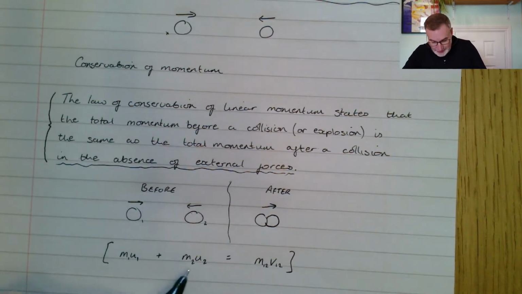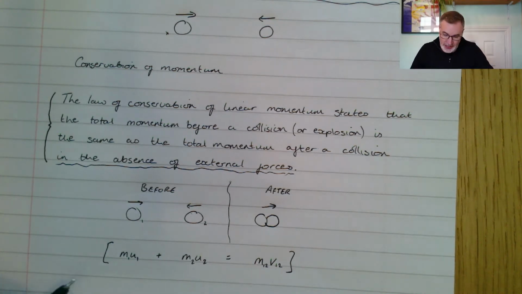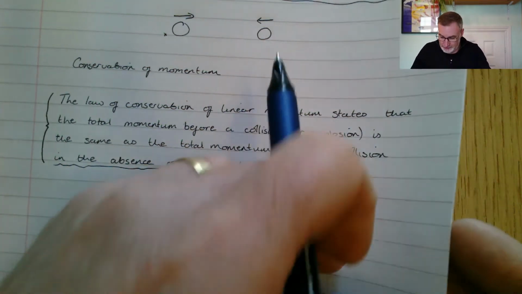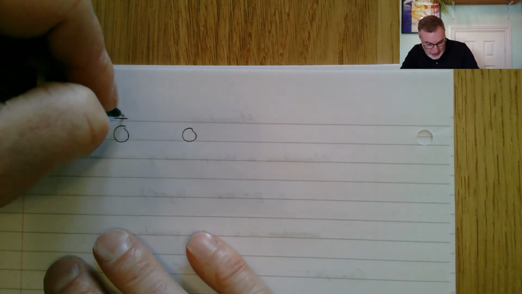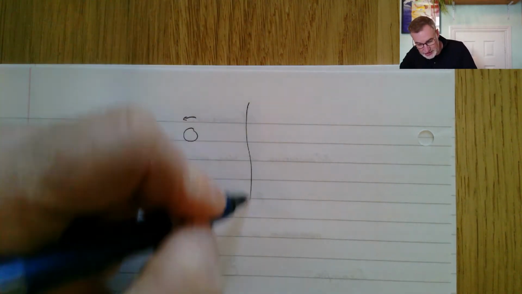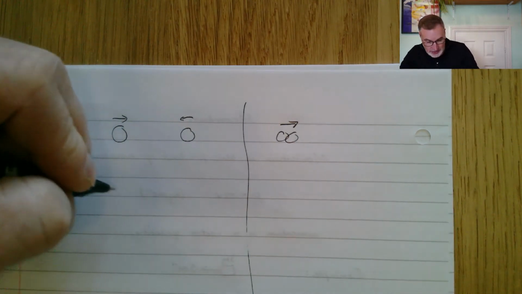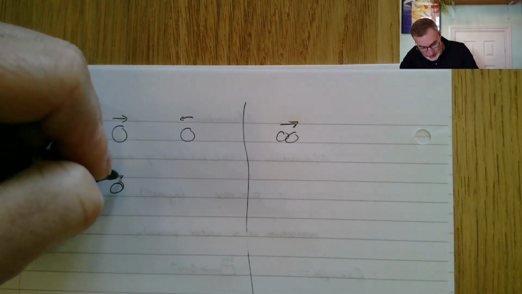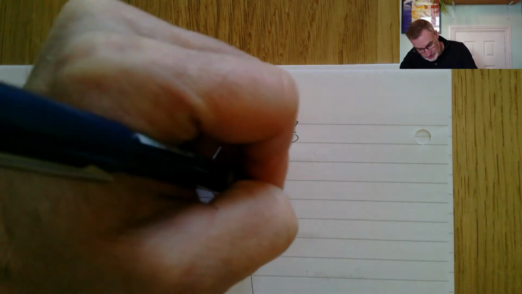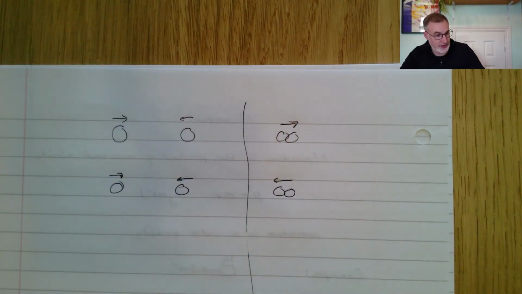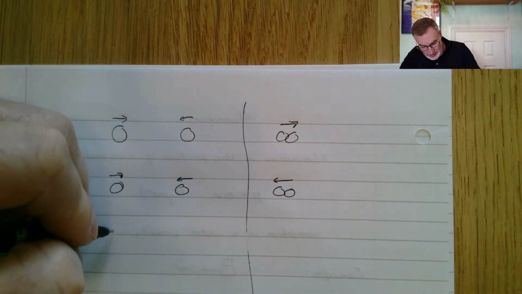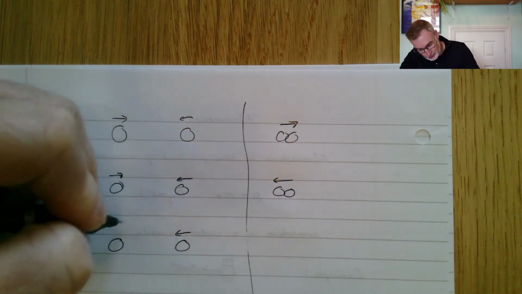Because there isn't a set formula for this, you're going to have to do that every single time. And there are an awful lot of scenarios which you could have. The scenario we've looked at is that you have two objects moving towards each other. After the collision, they stick together and then move off in this direction. We could have two objects moving towards each other, stick together, and move off in the opposite direction. You could have two objects moving towards each other.